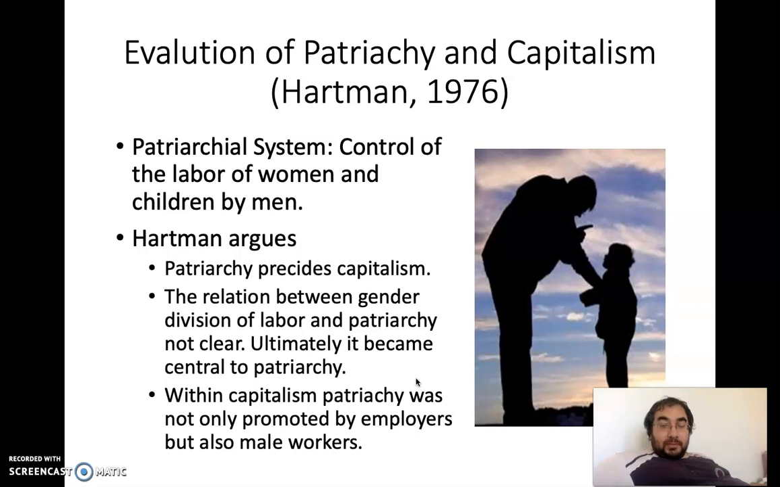However, that division doesn't necessarily always create patriarchy. But once a society gets developed, division of labor and patriarchy become interrelated, both in pre-capitalist societies and the capitalist societies, according to Hartman.